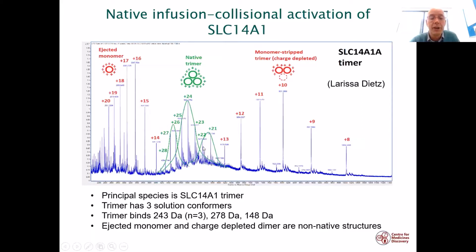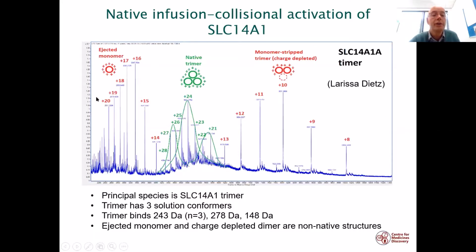You can also see that there are these peaks here. These minor peaks are mass additions. Because we're in the native state, they correspond to non-covalent interaction, and we can see that the trimer is binding 3 different species, 243 Daltons, 278 Daltons, and 148 Daltons. I don't know what those species are. They may well be lipids.